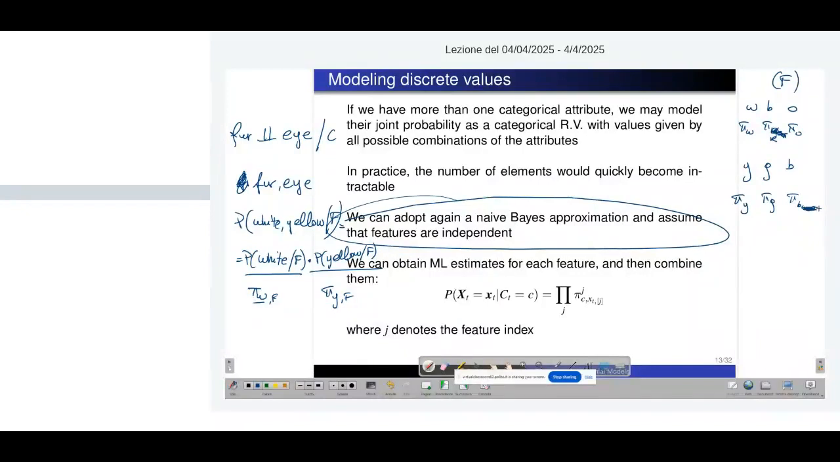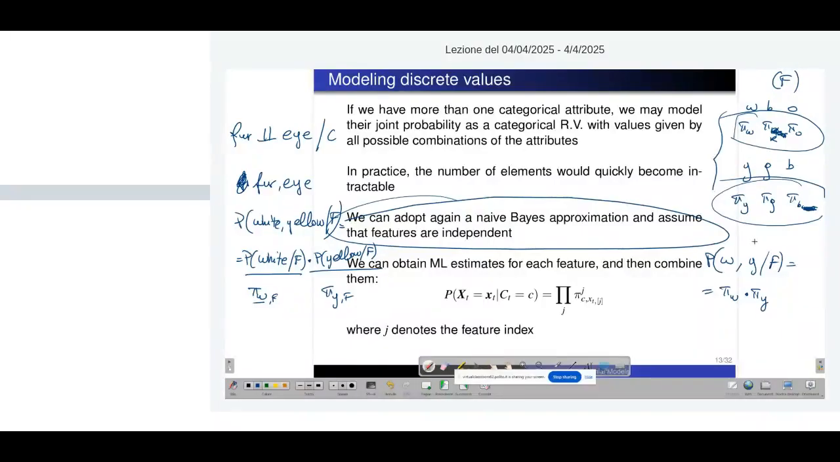Which means that if I have a cat that is white and yellow, the probability of white and yellow given female will be pi white times pi yellow. Now I have, again, one parameter for each feature that I can observe. So in this case, I have 3 parameters for the color, 3 parameters for the fur and 3 parameters for the eye. Number of parameters is 6.